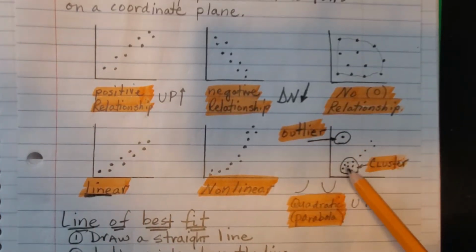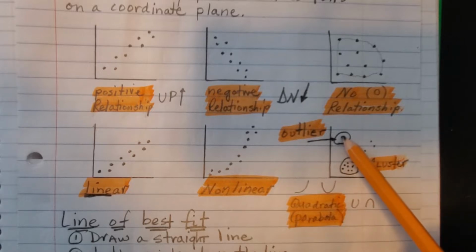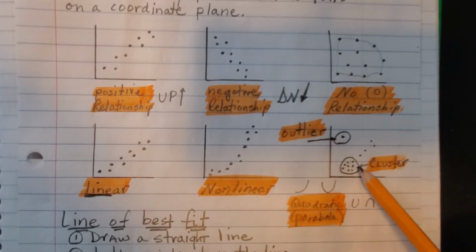Outlier. If you have a bunch of points here and you have one sitting way out here, that's called an outlier. If you have a bunch of points all clustered, that's called a cluster.